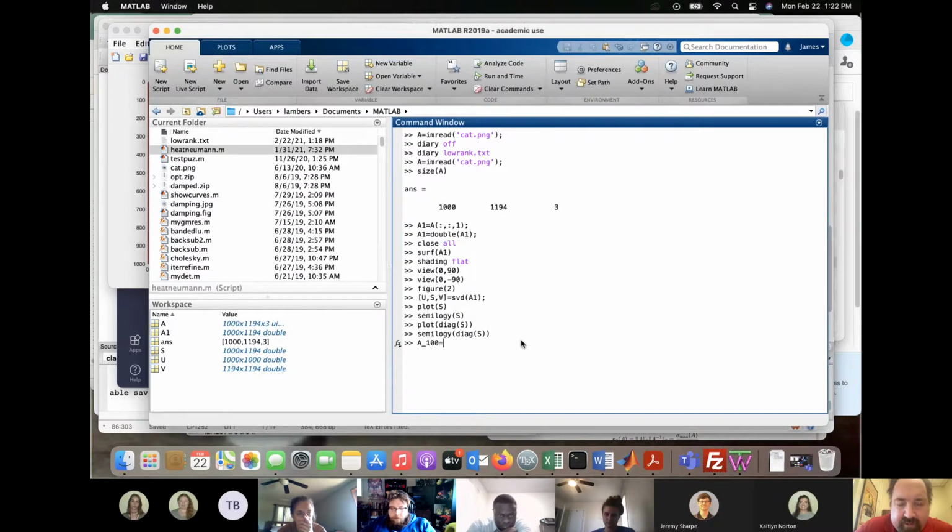All right, so A100 will be, I'll take the first 100 columns of U times the first 100 by 100 block of S times the first 100 columns of V, but that's transposed. So that is a rank 100 approximation of this 1000 by 1000 matrix. So now I want to show that and see what kind of approximation it gives, or at least visually.